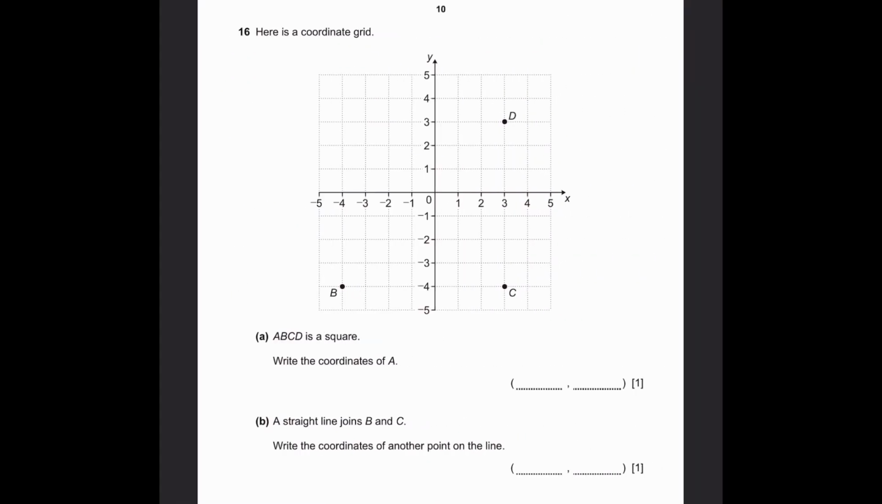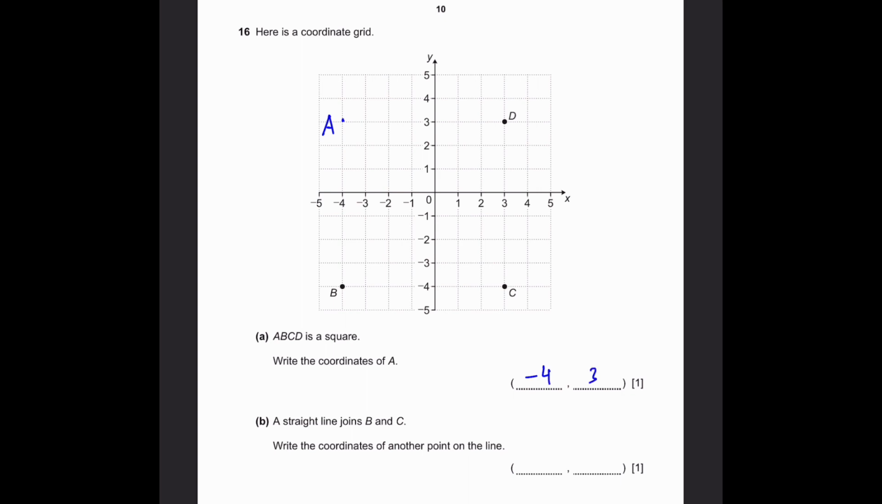Here's a coordinate grid. A, ABCD is a square. Write the coordinates of A. We can see that this length is 7 units, this length is 7 units. That means this length should also be 7 units. And that leaves us with A is at this point, which is minus 4, comma 3.